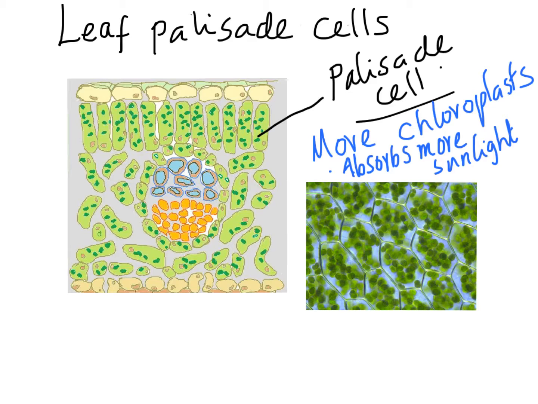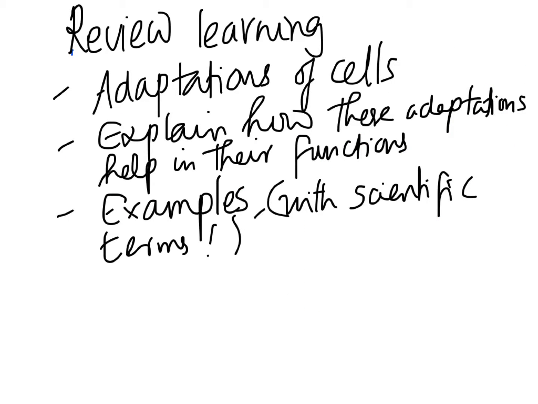Okay, now with the label on, that is the palisade layer, and that's one palisade cell labeled. So the more chloroplasts in these cells mean they can absorb more sunlight for maximum photosynthesis. It is important to use the word more because you're comparing the number of chloroplasts present in the palisade cell with the other cells within the leaf. As you can see, there are clearly chloroplasts present in other cells as well, but these cells have more than the other cells.